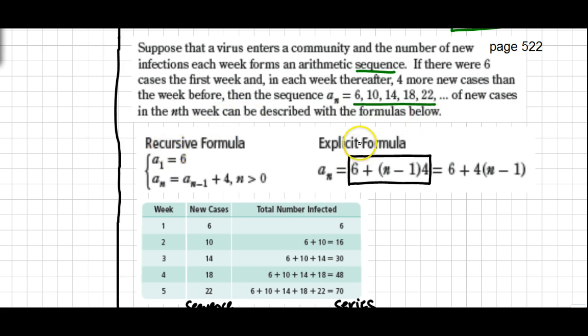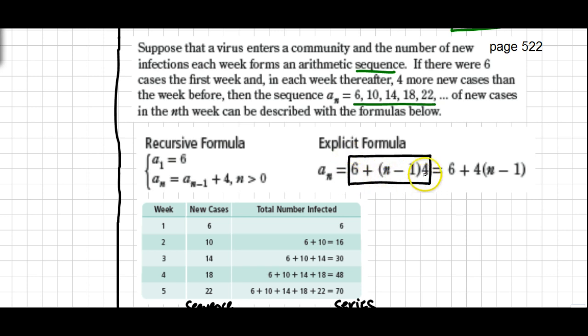So these formulas here are exactly what we learned back in 8.1 and 8.2. The recursive formula for an arithmetic sequence is the first term plus the previous term plus whatever the difference is between the terms. So in this case, it's a 4. If we do it explicitly, we would take 6 plus n minus 1 times 4.